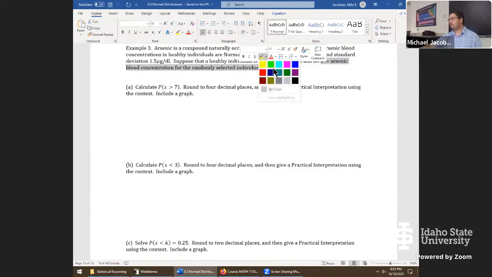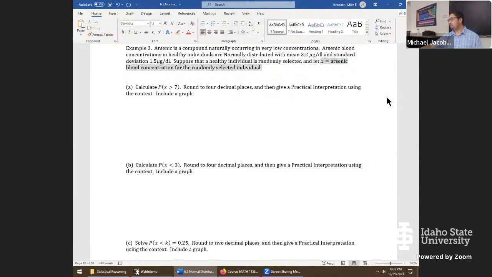Because once they say what X is in these kinds of problems, it now becomes really what goes into all the probability statements that we write out. When we go to give the practical interpretation, we have to recite what X is. So it's good to just keep that ready to go and highlighted.